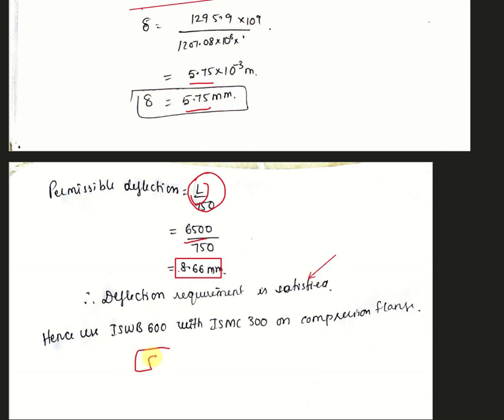So what are the sections we have chosen? For the compression flange, ISMC 300, and the gantry girder is an I section, ISWB, Indian Standard Wide Beam 600. That is good.